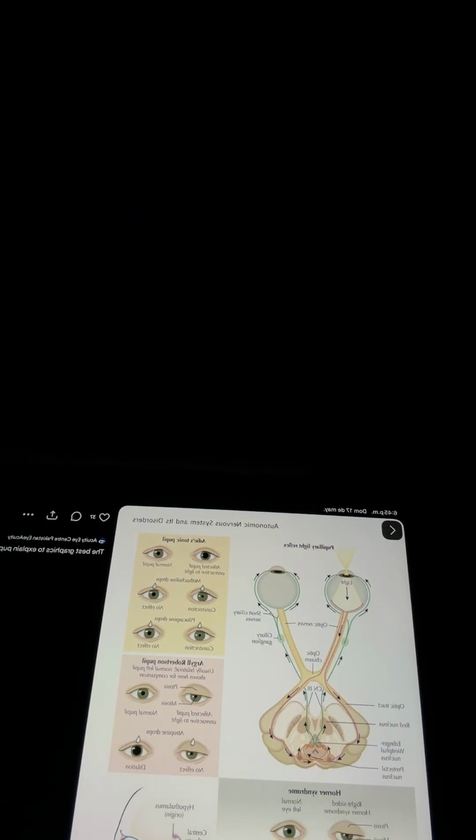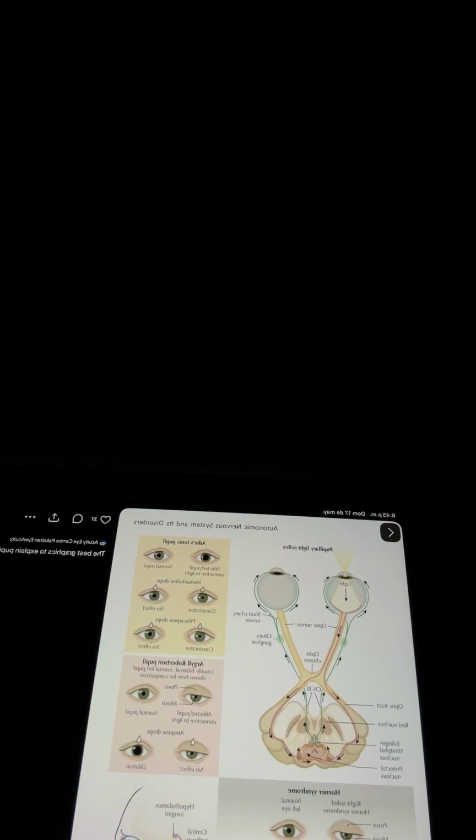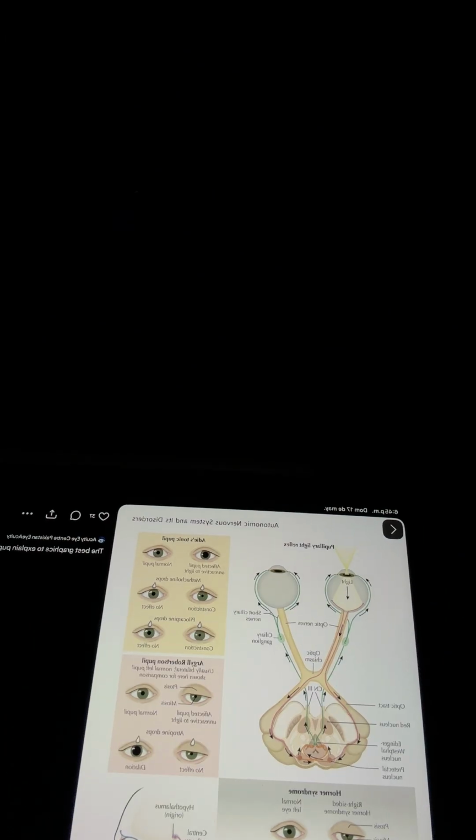Common diseases of this system include dry eye syndrome and dacryocystitis. Dacryocystitis is the infection of the lacrimal sac, usually due to obstruction of the nasolacrimal duct.